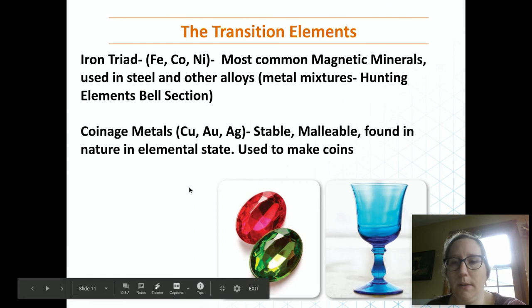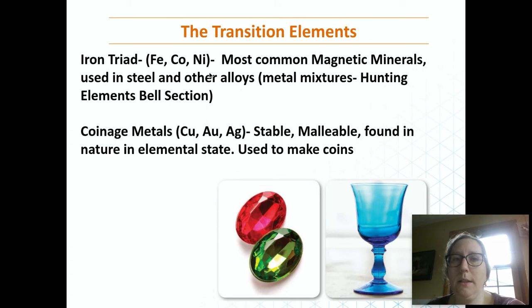Your book specifically mentions these two groups within the transition elements. It mentions the iron triad, which is iron, cobalt, and nickel. They're found right next to each other in a little cluster. They're the most common magnetic metals found on Earth. Okay, we use them in steel, other alloys. If you watched the Hunting the Elements video, they did the bell section where they showed you how alloys worked, and they actually took you to an electron microscope to analyze the bell that they made.